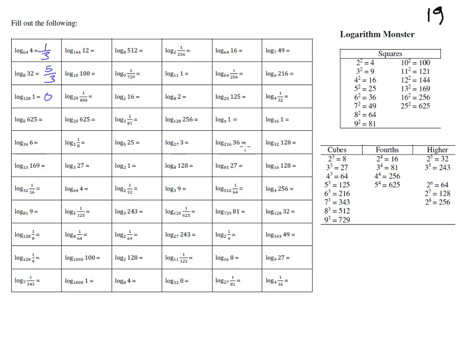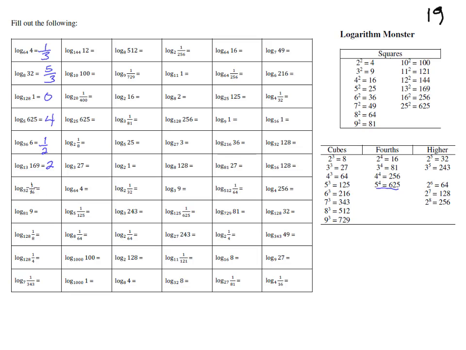5 to what power equals 625? And here it is right here, 5 to the 4th. So it's the number 4. Log base 36 of 6, you have to square root it. That will be a 1/2. Log base 13 of 169, we see that in the squares. 13 squared is 169, so that's a 2.